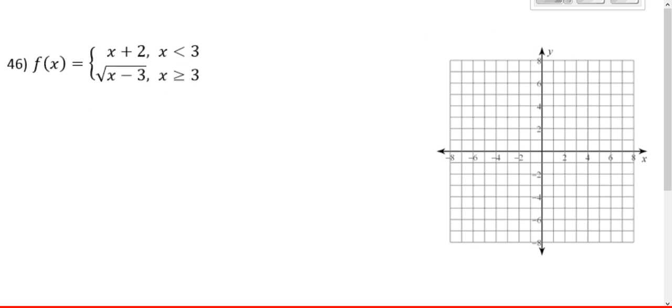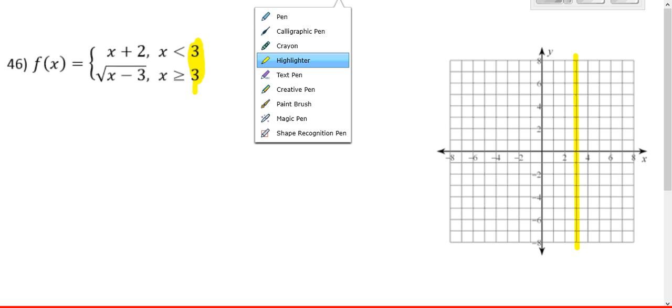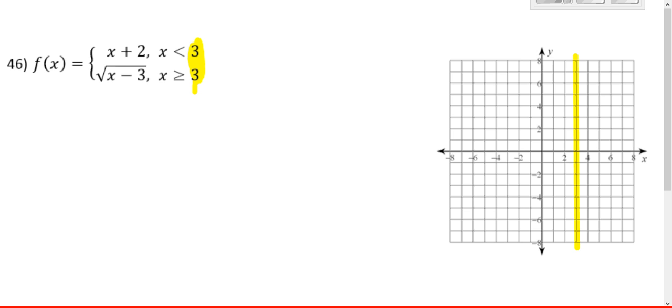Same type of question here. This time we've got our boundary is going to be at 3. So we draw our boundary line at 3. And then on the left, we're doing x plus 2. And it's an open circle because it's not equal to. On the right, it's a closed circle. And it's square root of x minus 3.